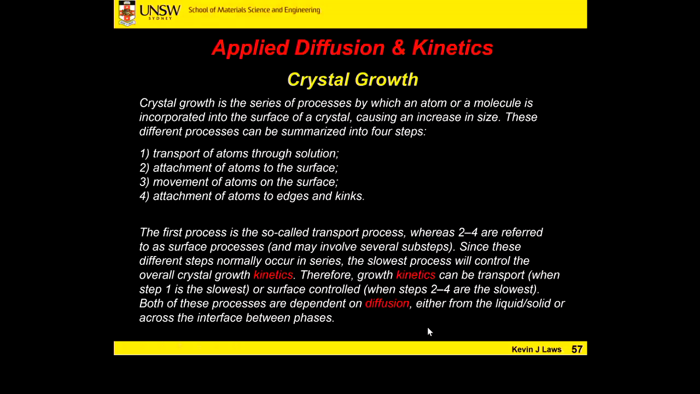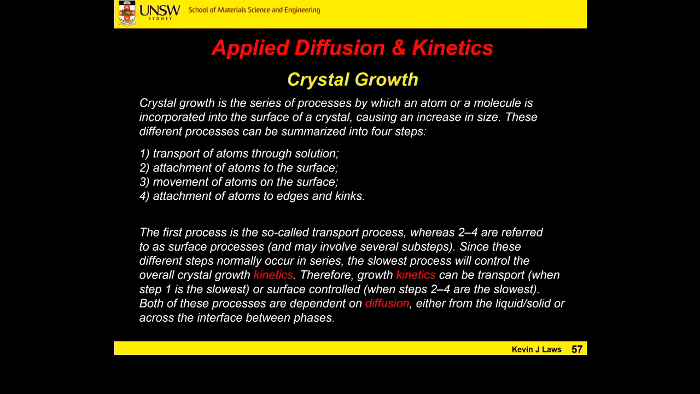So the process of crystal growth can be summarised into 4 steps. Transfer of atoms through solution. Atoms have to come from the liquid or from the solid to that site, so this is a diffusion-based process. These atoms then have to actually attach themselves to the surface, or molecules. Sometimes that's not as easy as it seems.